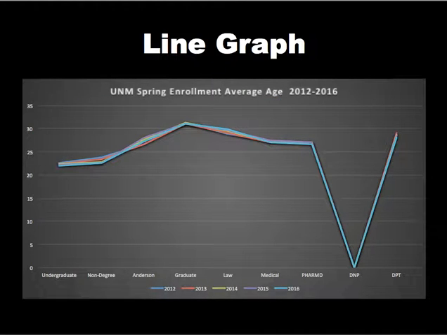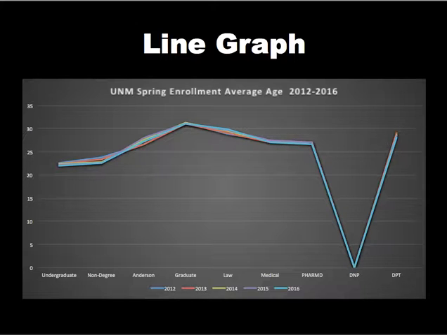The line graph below displays the average student ages of UNM spring enrollment populations across all levels from 2012 to 2016. Listed along the x-axis are the various degree levels categorized by UNM, and on the y-axis you can find the average age of students in each level throughout the past 5 years.